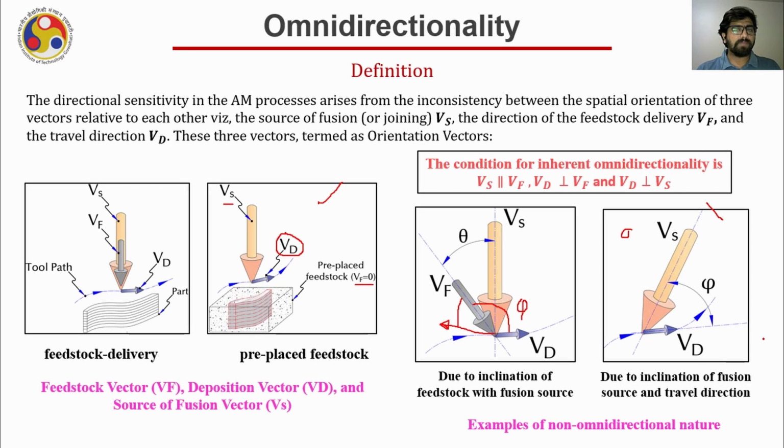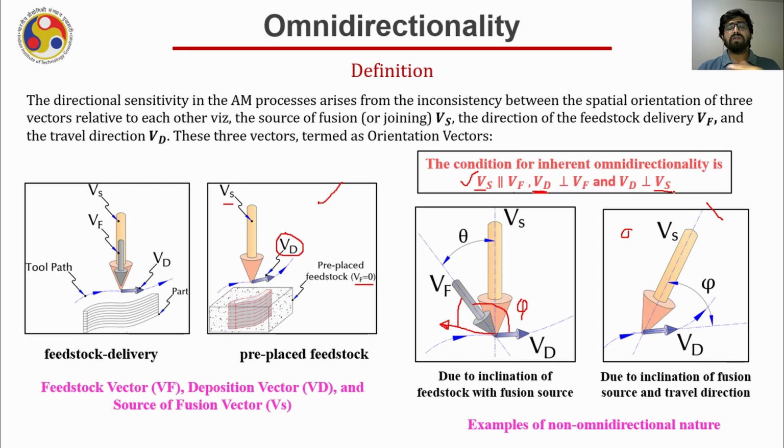So let us now define mathematically which process should be called inherently omnidirectional and which should not. Based on our observation, it has been found that if the vector corresponding to the source of fusion, Vs, is parallel or collinear to the vector corresponding to the feedstock material, Vf, and the direction in which we are depositing the material, Vd, is always perpendicular to Vf and always perpendicular to Vs throughout the process, then only the process will be omnidirectional. Otherwise, it will not be omnidirectional.